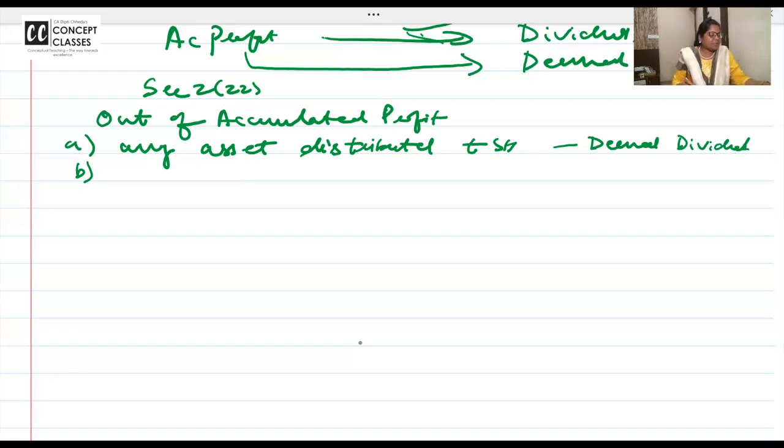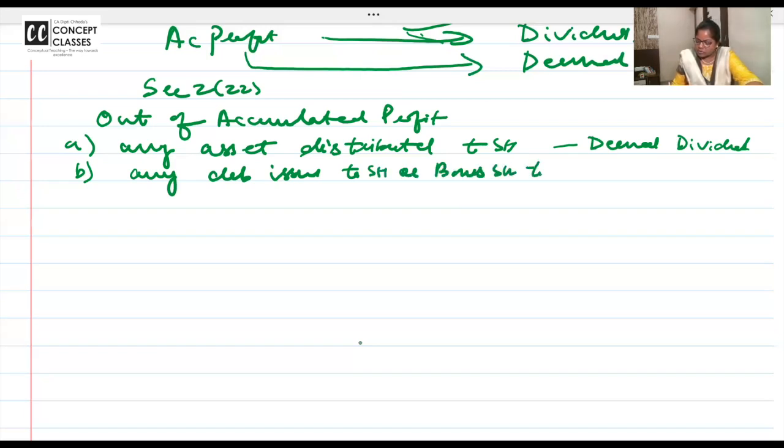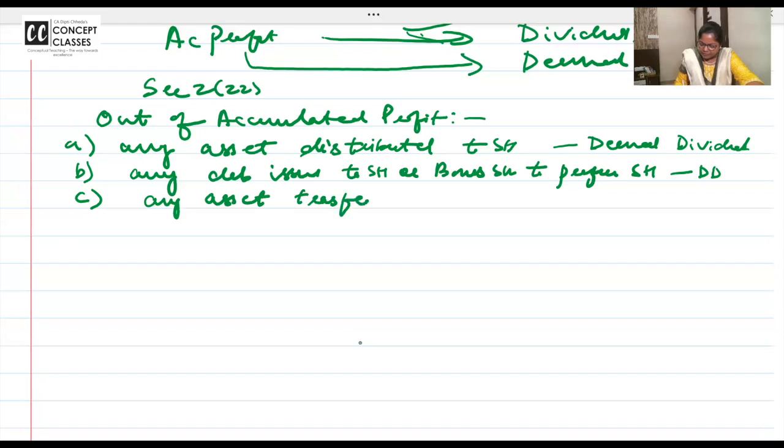So any asset distributed to shareholder out of accumulated profits is deemed dividend. Second, out of accumulated profits, any debentures issued to shareholder, or bonus shares to preference shareholders, is deemed dividend.